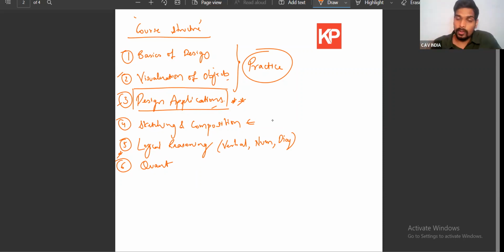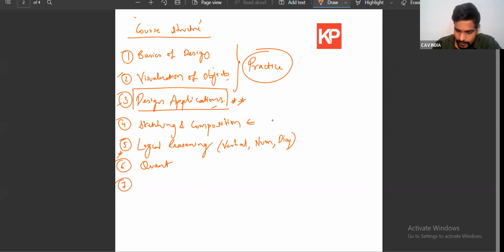It's not that all the modules are equally important for all the examinations. If you're preparing only for NIFT, then probably you can skip some modules from this. But if you're preparing for all three examinations, then you need to follow this comprehensive module structure, which I'm discussing over here. So number 6 is quant.